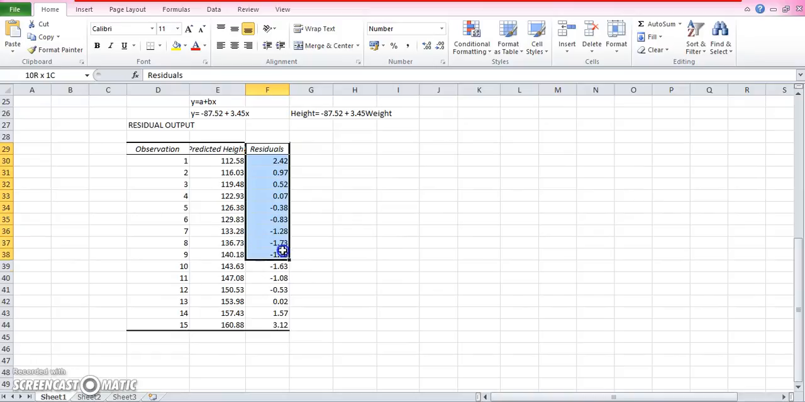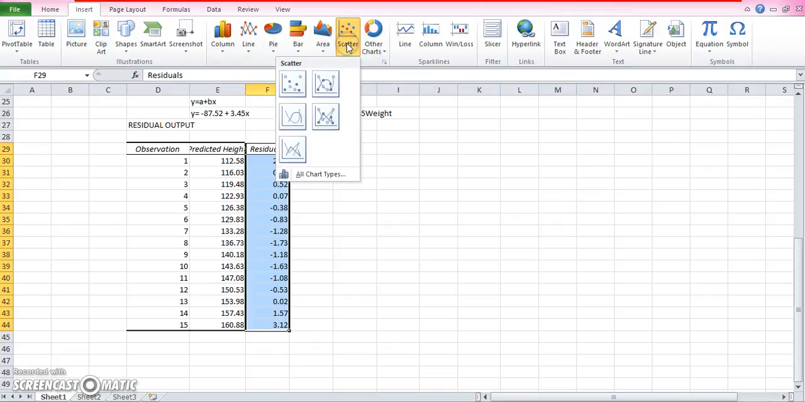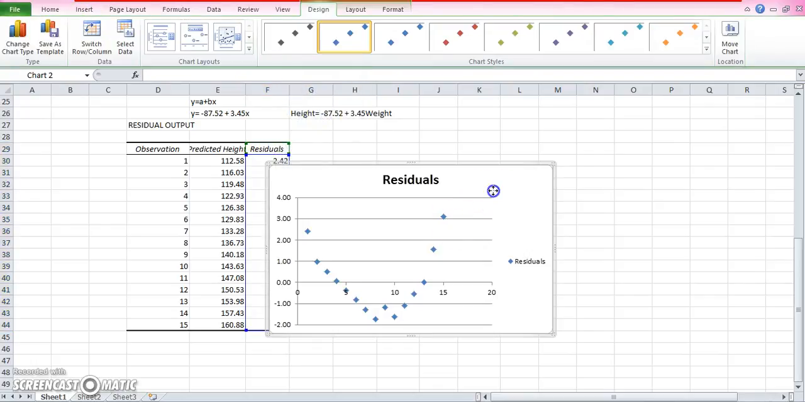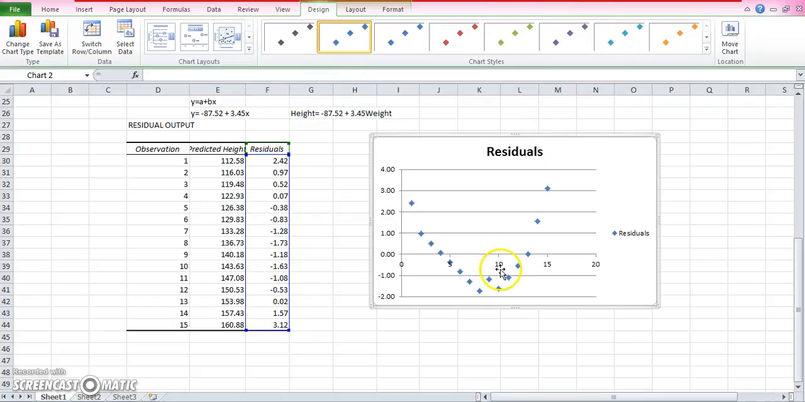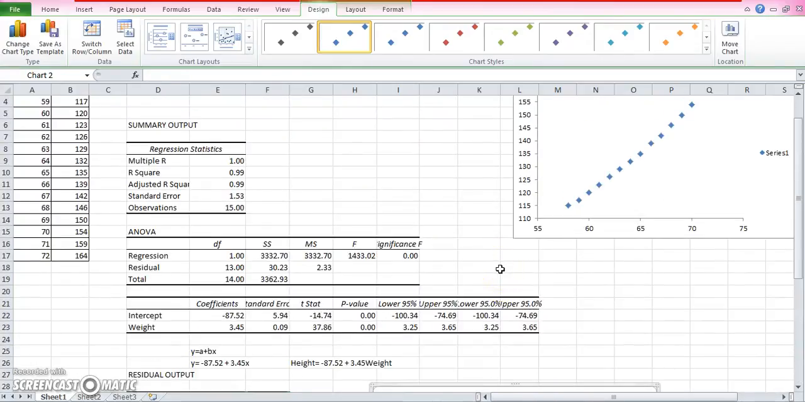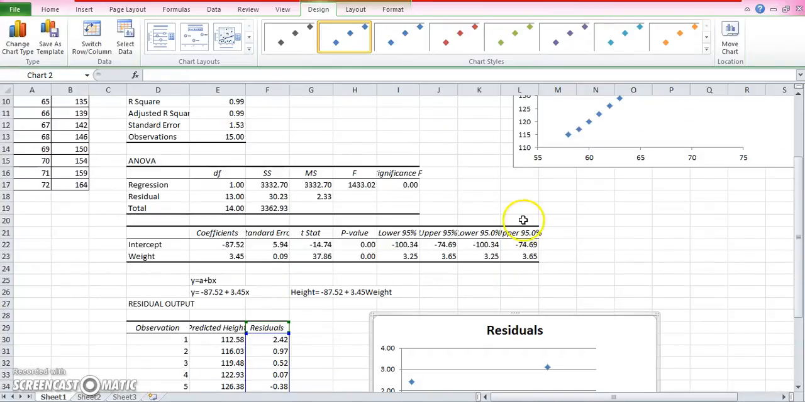So I will show you the scatter plot for this residual. So now this is the graph for the residual. Okay, I think that's all for me. Thank you.